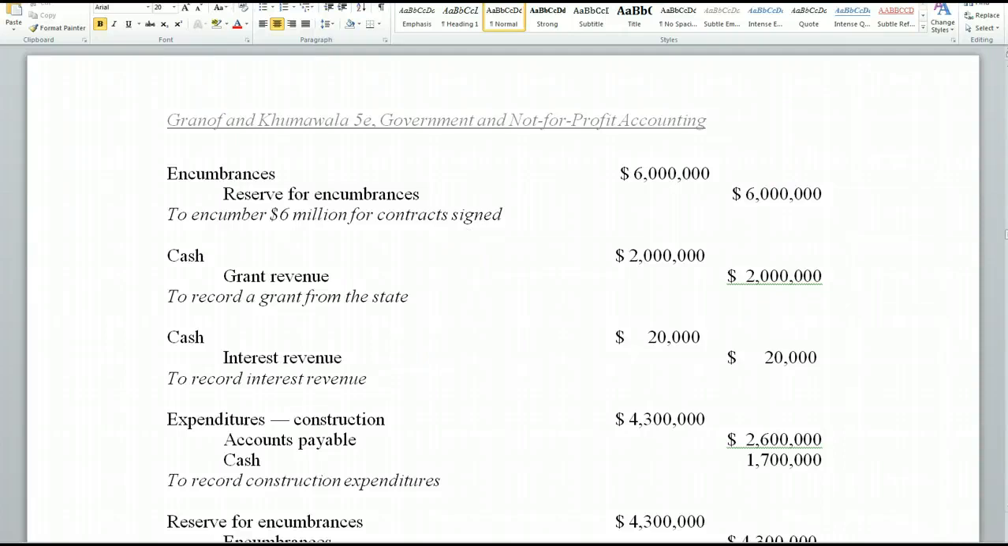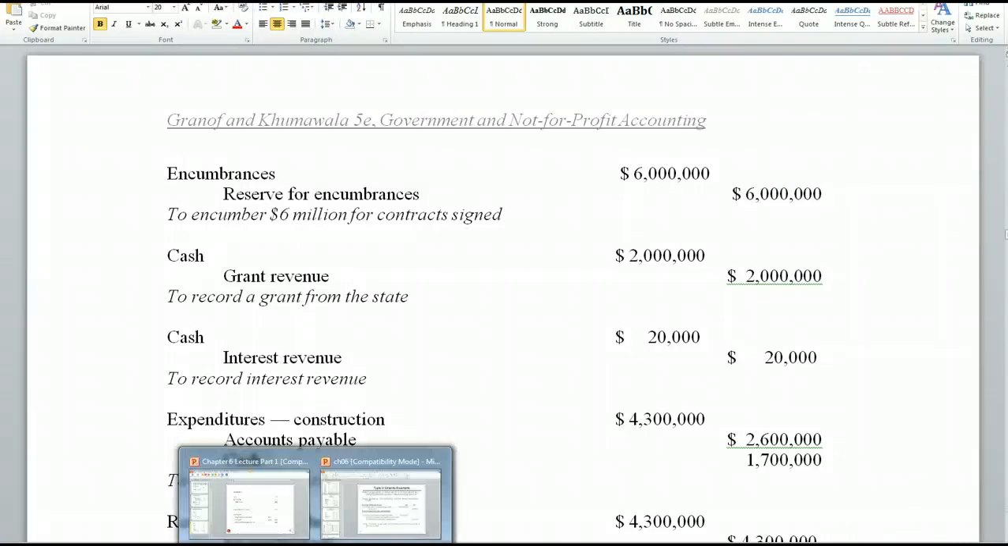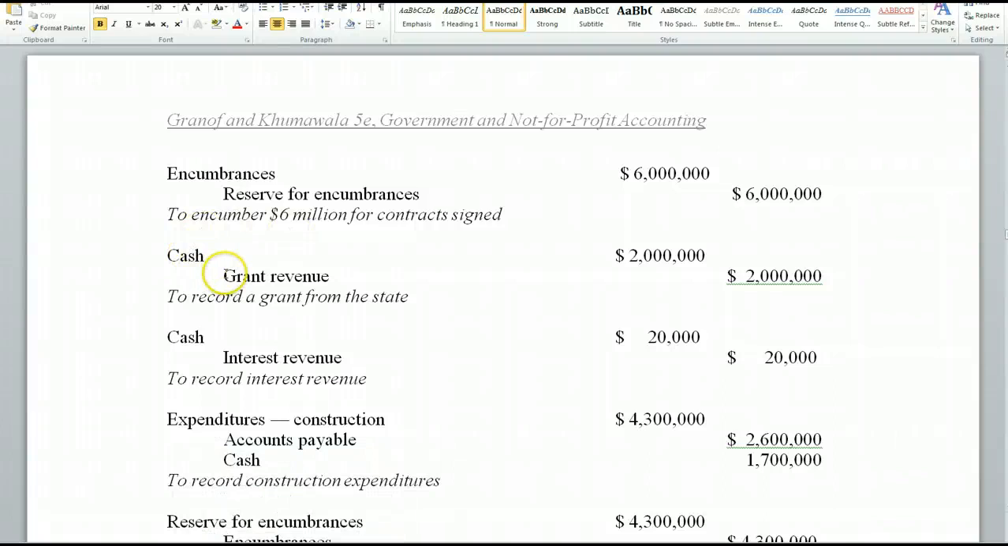Also, we are familiar with the fact that we did receive a grant from the state, so we would debit this cash and credit our grant revenue of $2 million. We'd also want to record the interest that we earned from our investment, so we would debit our cash, and likewise credit our interest revenue.